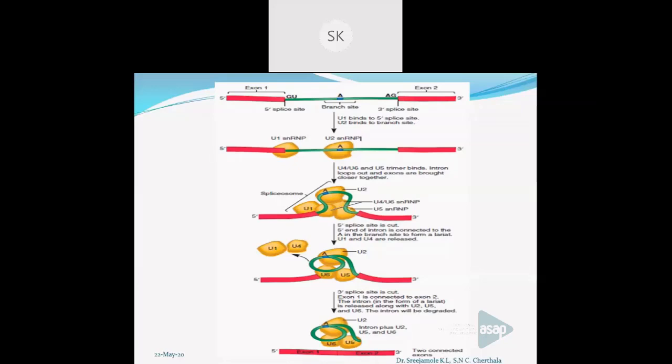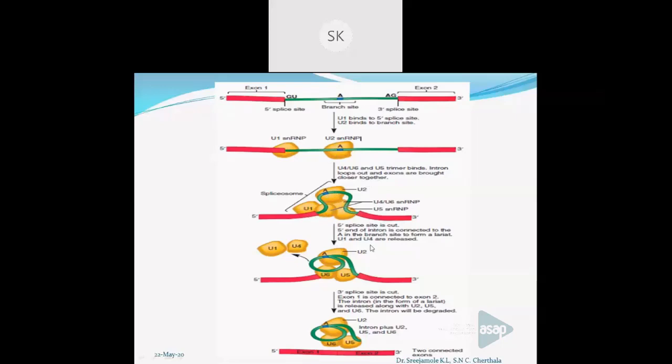Okay, so the U1 binds to the 5' splice site, and the U2 binds to the branch point, which is denoted as having an adenine residue. So U2 binds to the branch. And in the next step, U4, U6 and U5, all these three snRNPs attach and form a complex, and that is known as a spliceosome. So binding of U1, U2, U4, U6 and U5 brings these splice sites together.